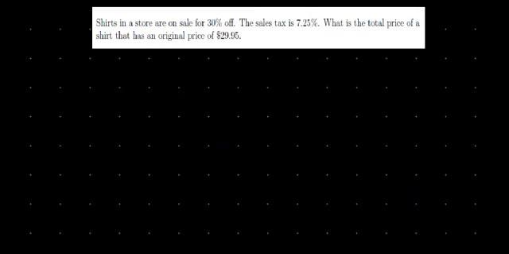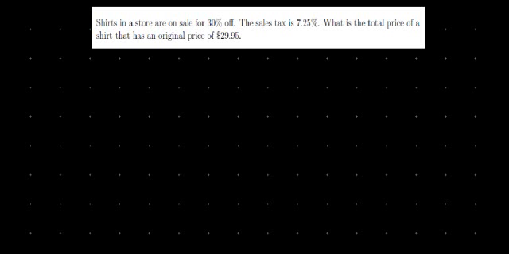Let's jump to the third problem here. A shirt in the store is on sale for 30% off. So we're going to reduce the original price by 30%. And we have a sales tax of 7.25%. What's the total price of a shirt that has an original price of $29.95? So this problem stumps a lot of students. So let's work through it.